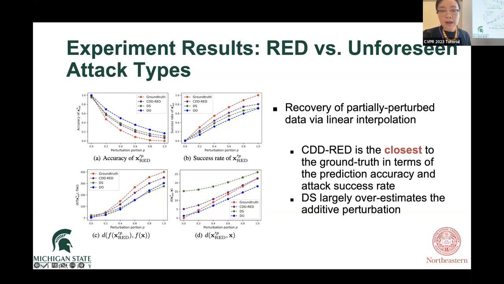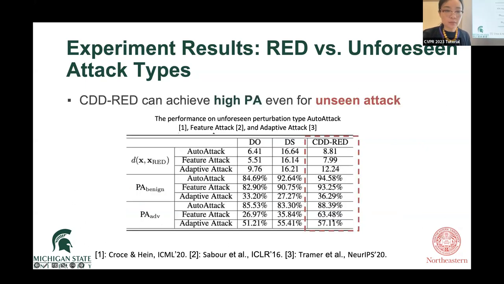So in summary, our approach is the closest to the ground truth in terms of the prediction accuracy and attack success rate. And the denoised smoothing method has overestimation for the additive perturbation. So furthermore, we test with the unseen testing data. And again, we have achieved very high prediction alignment in this case.